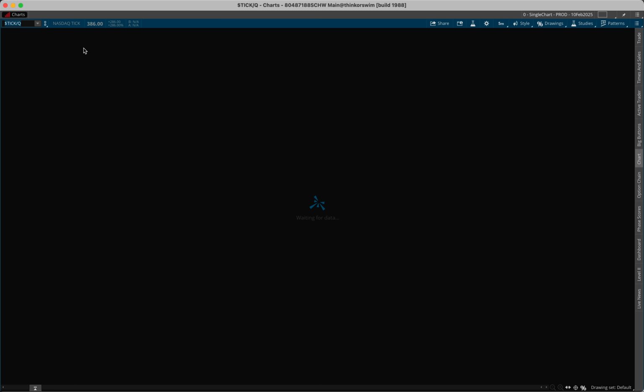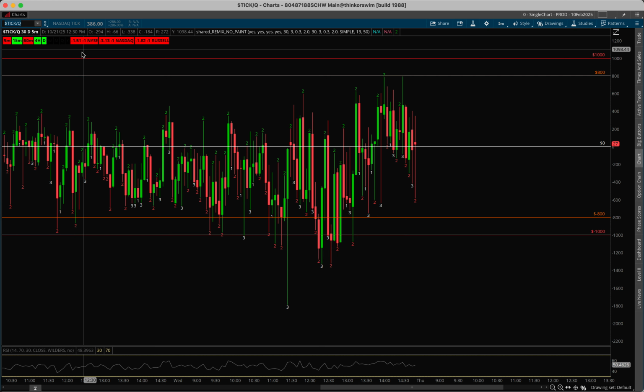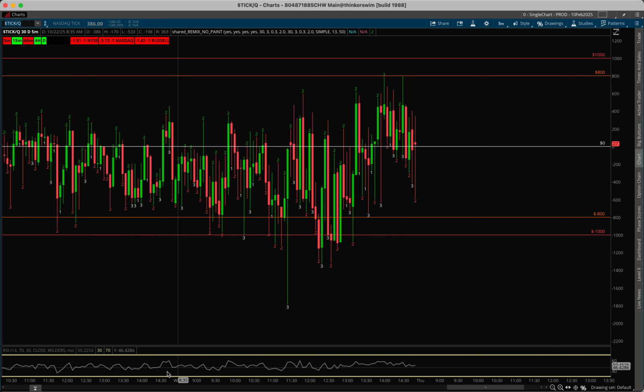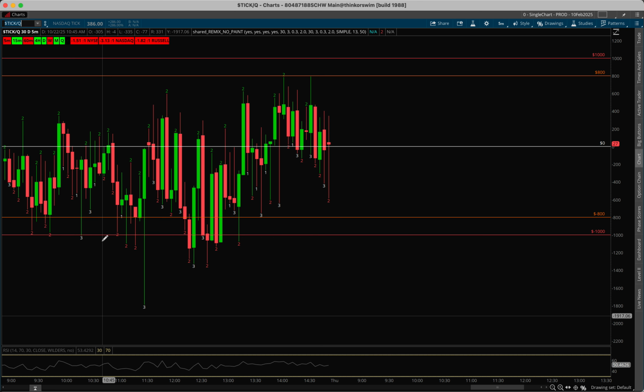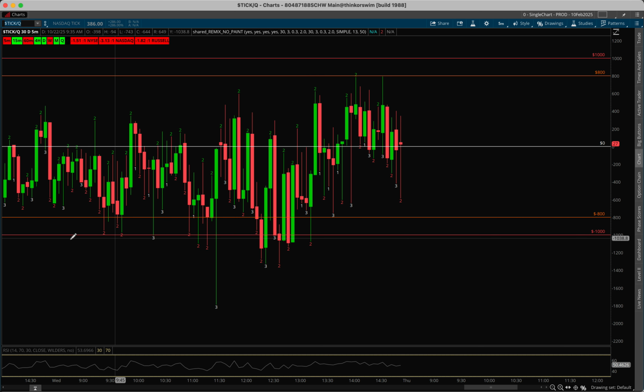If we look at the tick Q, which is basically just another measure of breadth, Wednesday starts here. And again, this is on a 5-minute, so it's kind of noisy. But Wednesday starts right here.